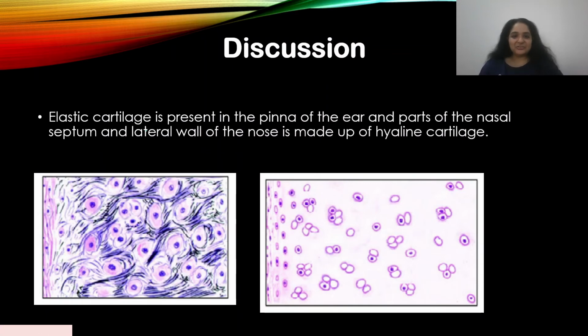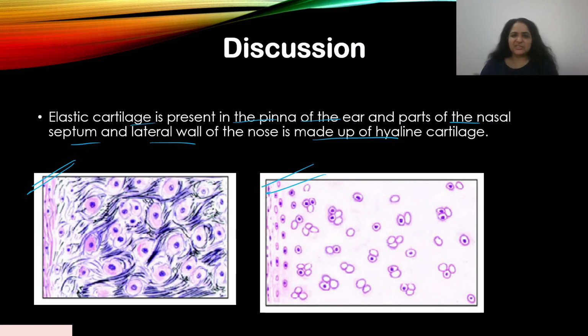So the one on the left is called elastic cartilage. Elastic cartilage is present in the pinna of the ear. And parts of the nasal septum and lateral wall of the nose are made up of hyaline cartilage. So if they ever ask you what kind of cartilage is present there, you know where elastic is present, where hyaline is present, where fibrocartilage is present. The three types of cartilages. And you should know which type of cartilage is present in each part of the body, because they could even make it very specific.